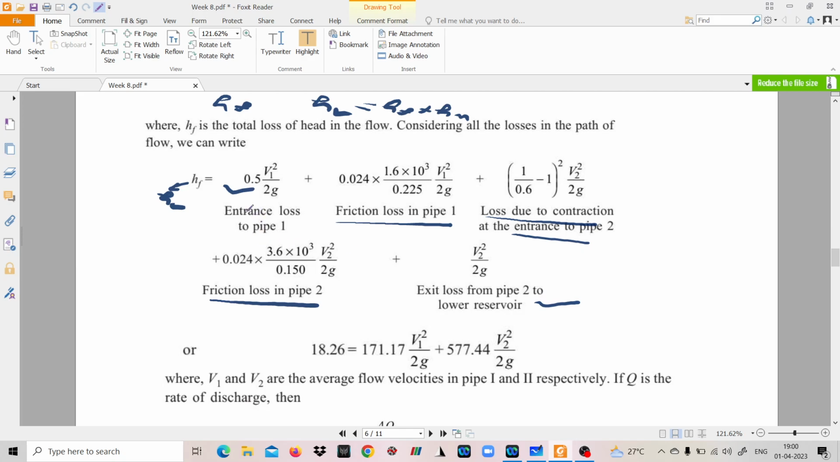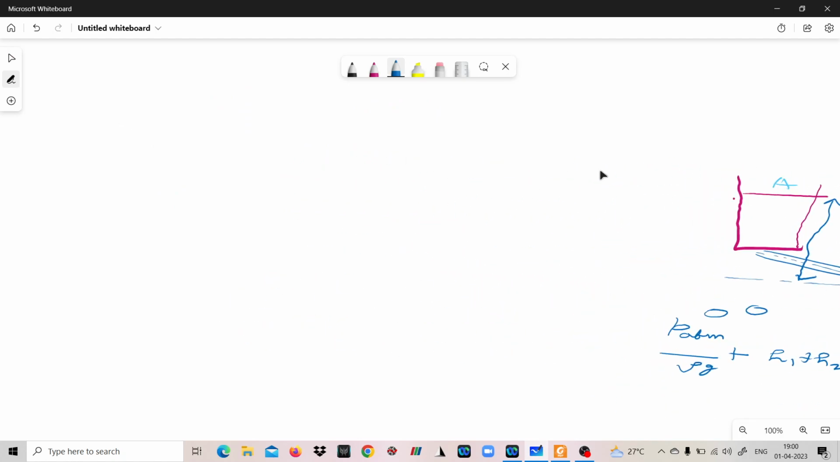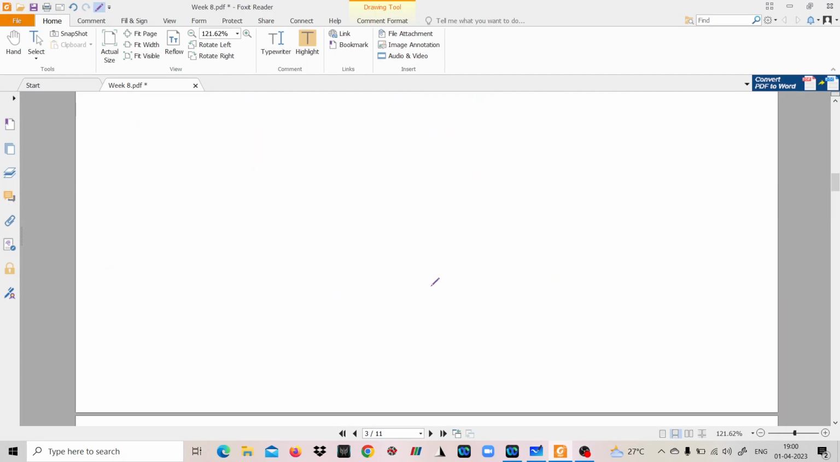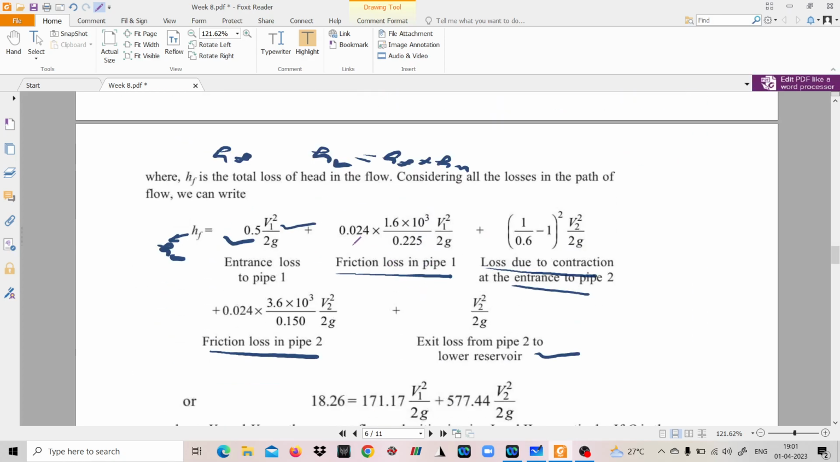Entrance loss is 0.5 v1 square by twice g, where v1 is the velocity in pipe 1. It is a standard formula. Friction loss or major head loss, which equation do we use? We use the Darcy-Weisbach equation, f L v square divided by twice g d. The value of f is given to you in the question: 0.024. So f, length of the pipeline is 1.6 into 10 to the power 3, f L V square by twice g D, because 225 mm diameter converted to meter is 0.225.